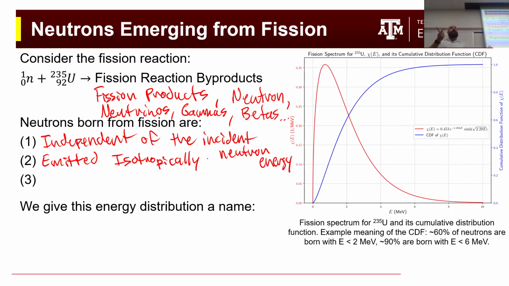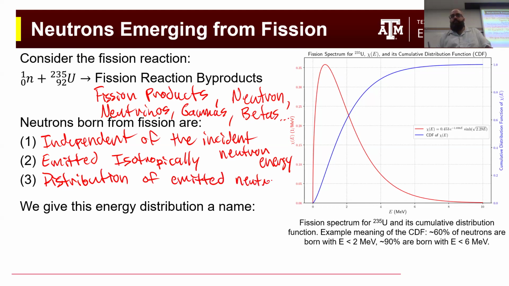They're going to be emitted in the same amount in any direction. And those neutrons that come out of fission are going to have a distribution of energies at which they could be coming out of the fission reaction. So they have a distribution of emitted neutron energies. That energy distribution we give a name, and it's called the fission spectrum, which is one of the plots shown on the right. So we call this distribution the fission spectrum.